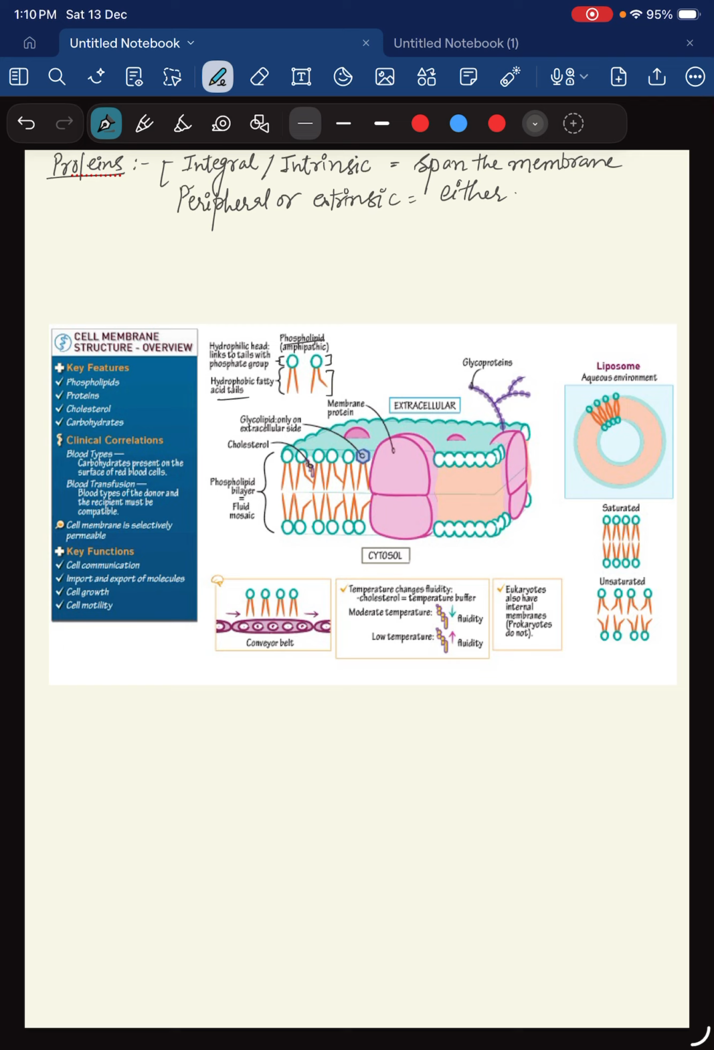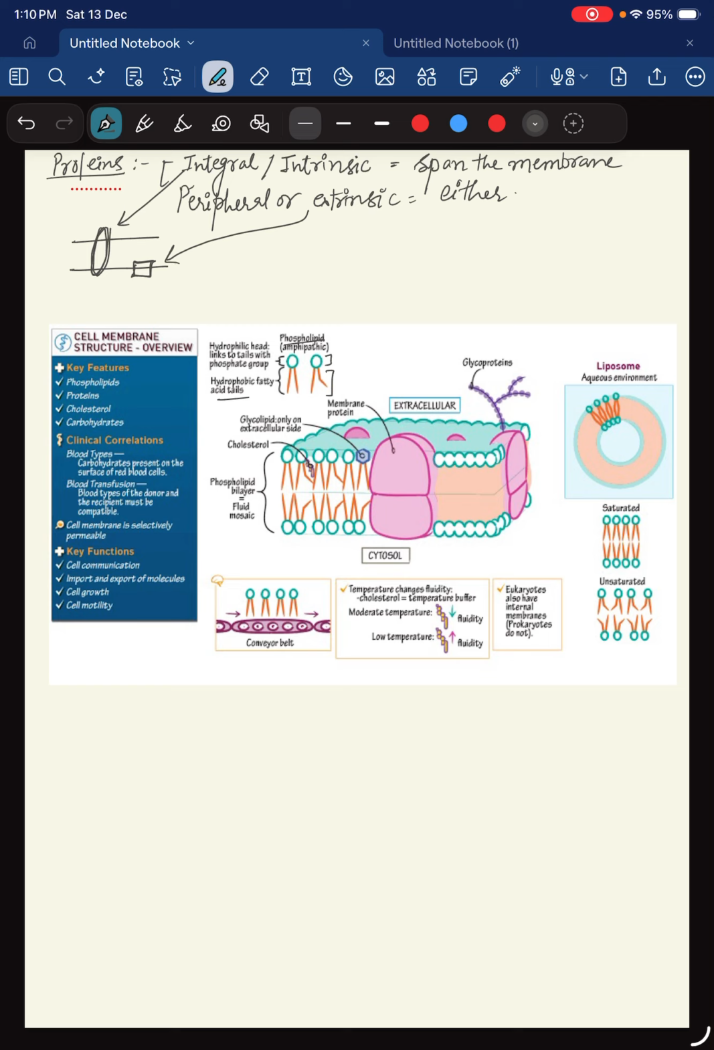So for example, this is the membrane. Those proteins which are embedded inside the membrane are intrinsic proteins. And those which are present on either side of the membrane are extrinsic proteins.